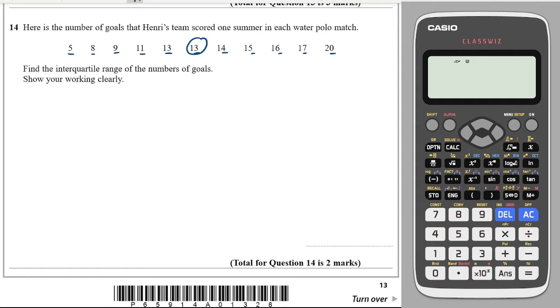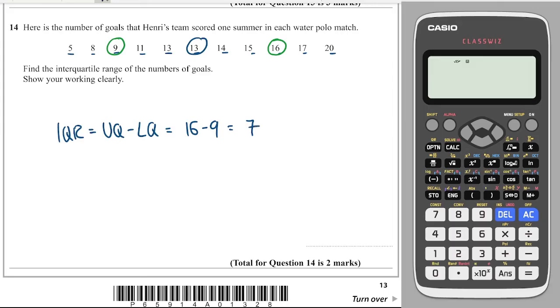And then the lower quartile is the number halfway in the bottom half, and the upper quartile is the number halfway in the top half. So the interquartile range is the upper quartile minus the lower quartile, which is going to be 16 minus 9, which is 7.